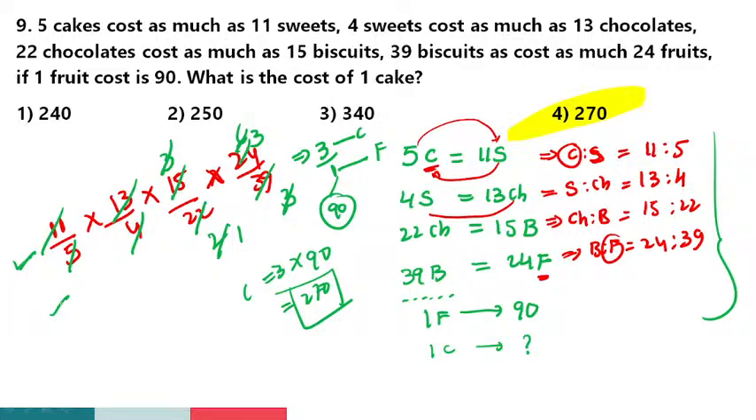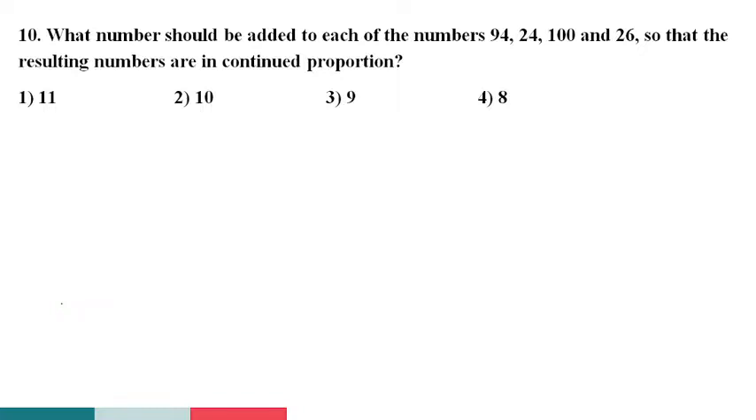So clear and all of you? Any doubts regarding this problem? Say yes or no. Okay, right. And one more problem. What number should be added to each of the numbers 94, 24, 100 and 26 so that the resulting numbers are in continued proportion? Okay, right. And which option is the right answer, guys? Anyone?